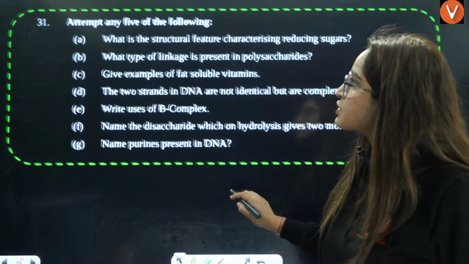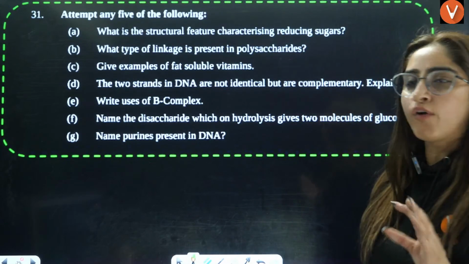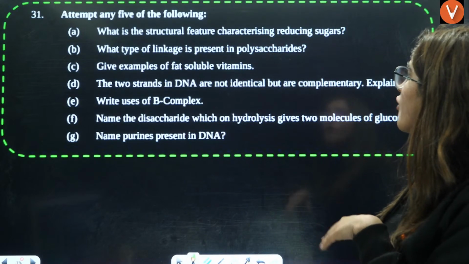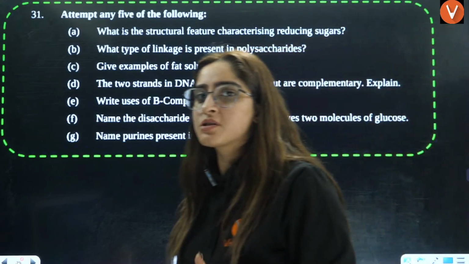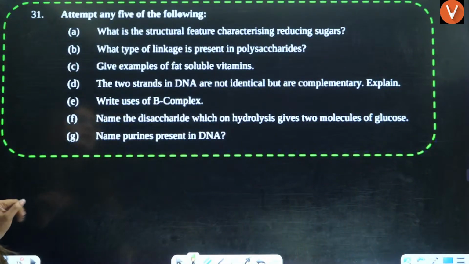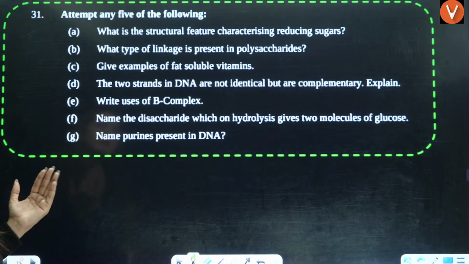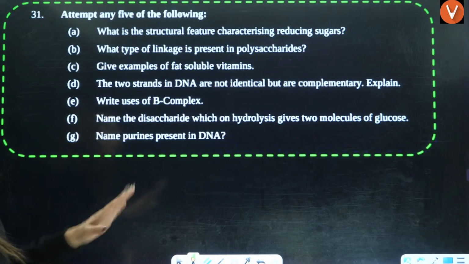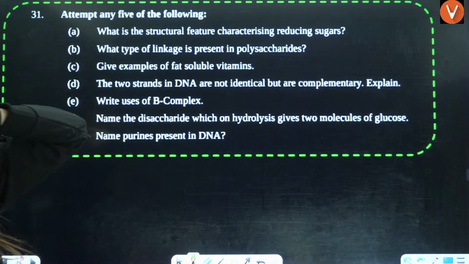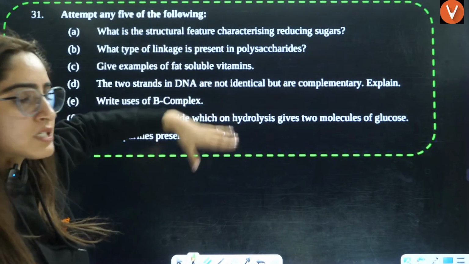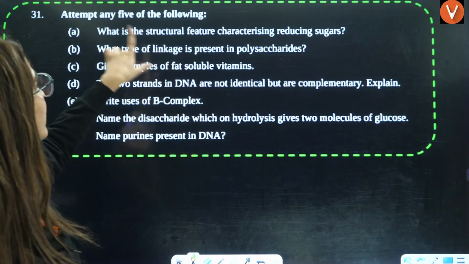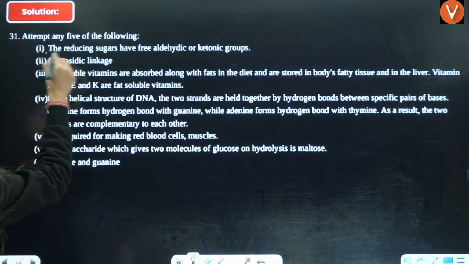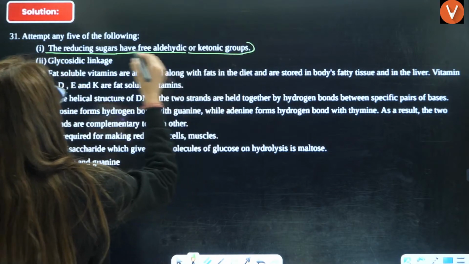Now, the next question is: attempt any 5 of the following. Any 5 of the following you have to attempt. Which is the structural feature characterizing reducing sugar? This is basically from Biomolecules. Polysaccharides, DNA, disaccharide, name the purines present in DNA. All of these are basically one-word questions, summed up, and you just need to answer one. That will become a 5-mark question. What is the structural feature characterizing reducing sugar? First, reducing sugars have a free aldehydic or ketonic group.